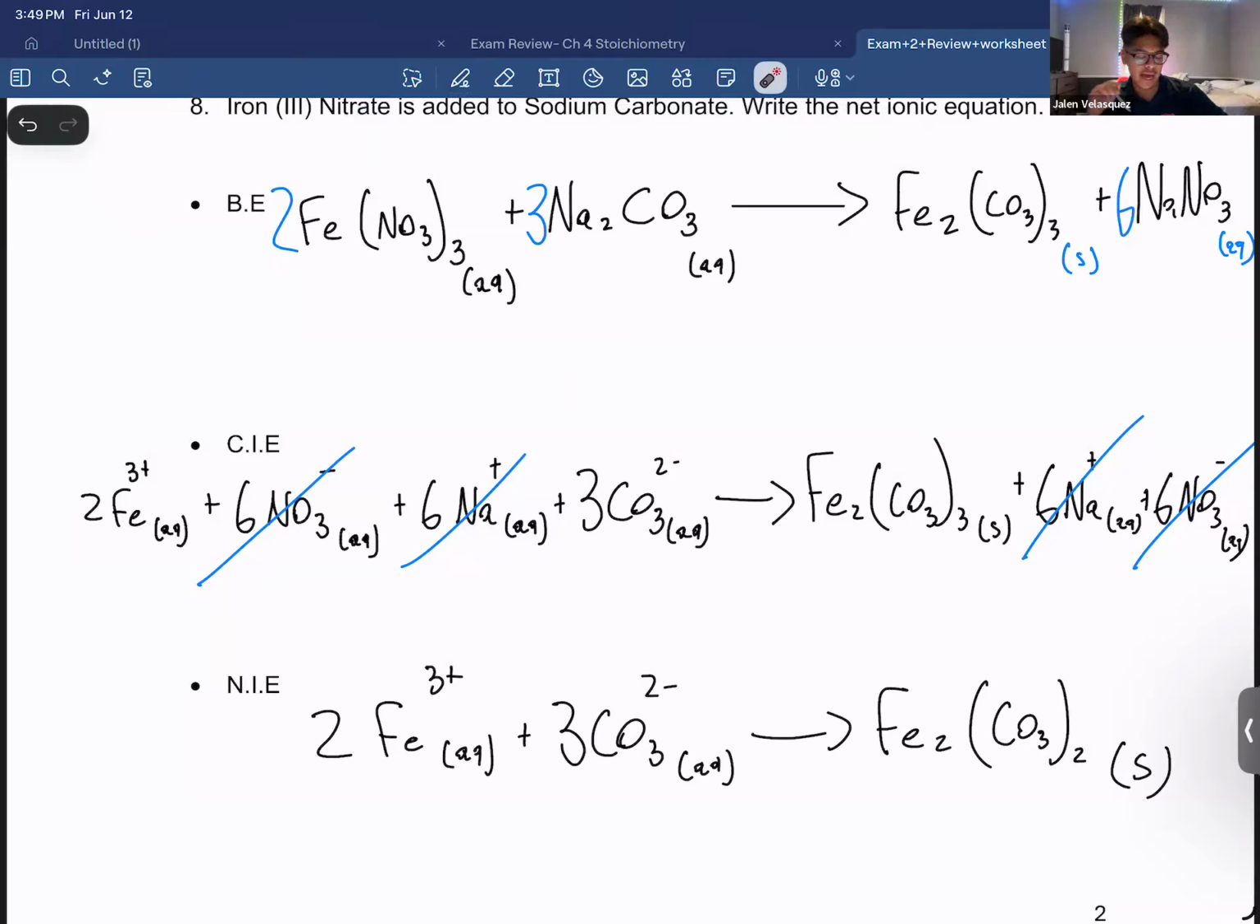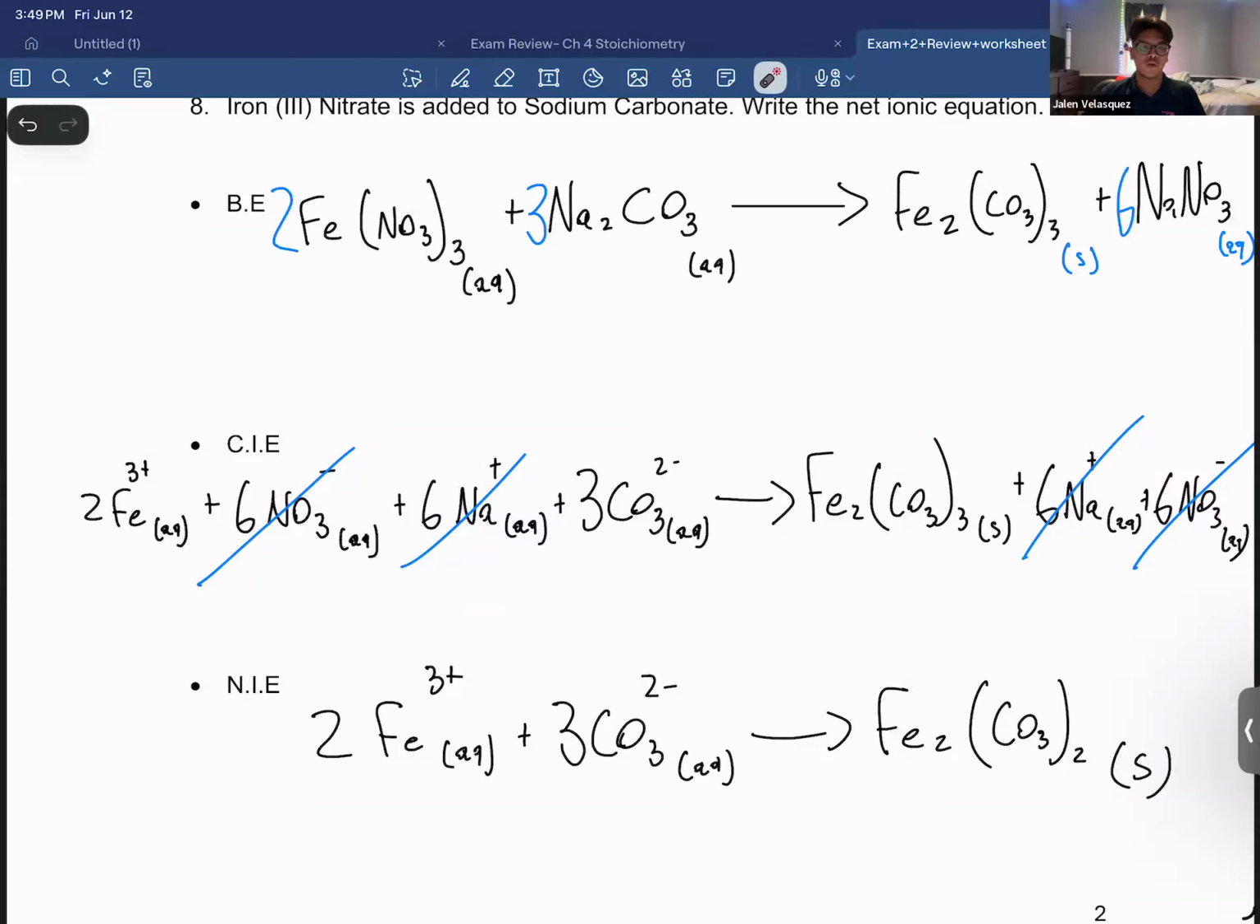Now definitely make sure you are able to identify spectator ions. You'll see in a minute I have a problem where you're asked to select what the spectator ions are. So just really make sure you know what the spectator ions are. You will be asked about that on the exam.